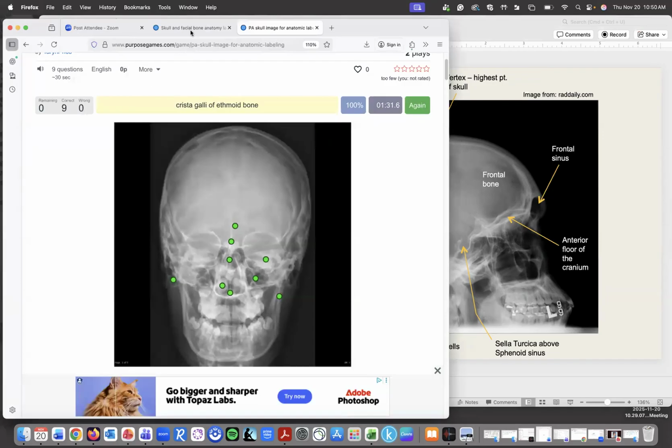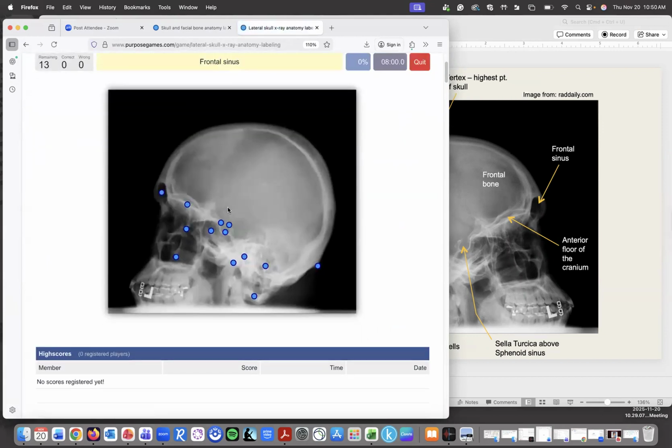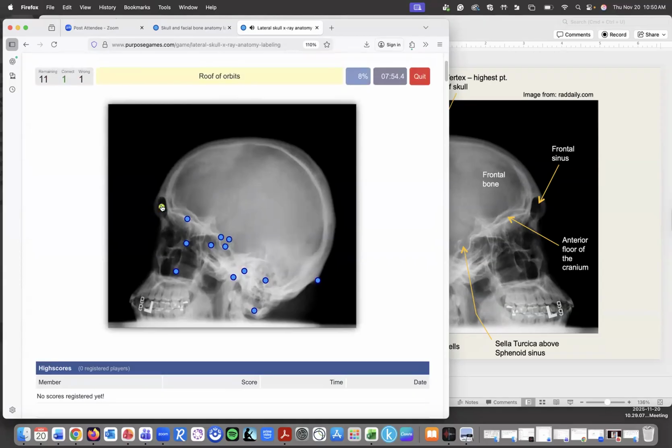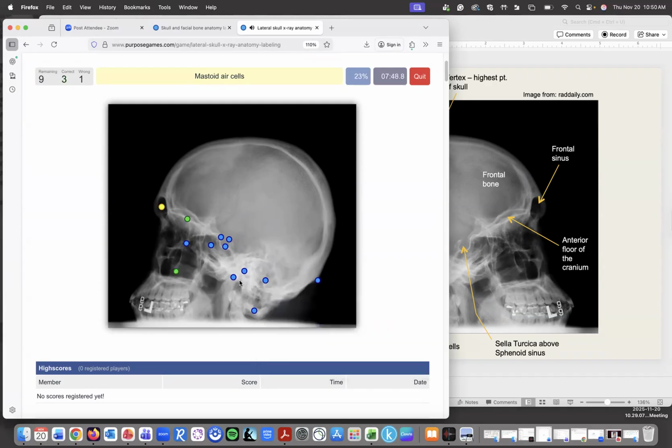All right. And then just a reminder that there are more games on here. For example, if we looked at this lateral X-ray, you can label posterior. Oh, I'm sorry. Okay, I have to get there. I forgot. Frontal sinus, roofs of orbits, maxillary sinus, mastoid air cells, right here. TMJ is going to be here. It's right there. I know it's harder to see on this X-ray. Ethmoid air cells are going to be around here. Occipital bone here. Sella turcica, along with the anterior and posterior clinoid processes there.